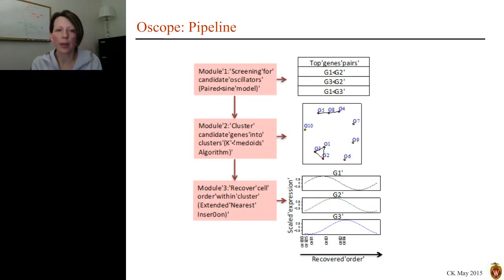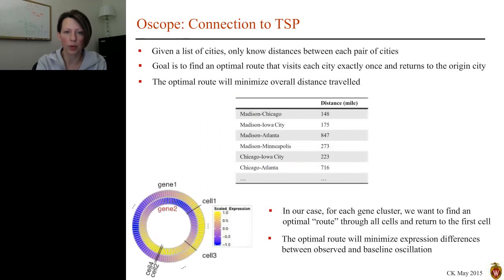And we do that by extending an algorithm called the nearest insertion algorithm that was developed for the traveling salesman problem. So with Oscope, we recognize a connection to the traveling salesman problem, which is that given a list of cities, you only know the distances between each pair of cities, and I'm showing pairs of cities below and their distances, and the goal is to find an optimal route that visits each city exactly once and returns to the origin city. An optimal route is going to minimize the overall distance traveled.